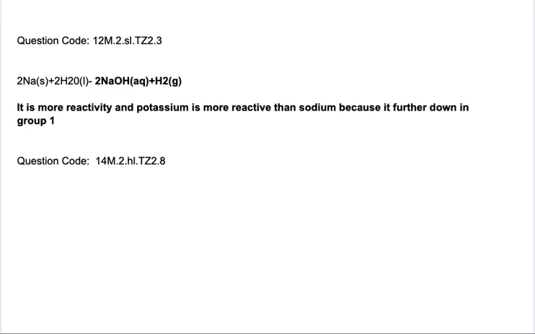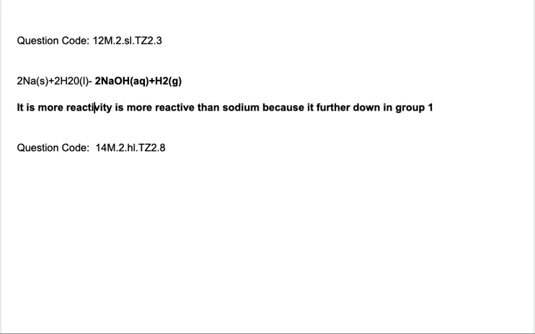Both of the reactions are the same, but there's one difference between sodium and potassium. K, which is potassium, and Na, which is sodium, are both down the periodic table and have very high reactivity, but potassium is more reactive. Why is it more reactive? It's because it's farther down the group. So here is the answer.